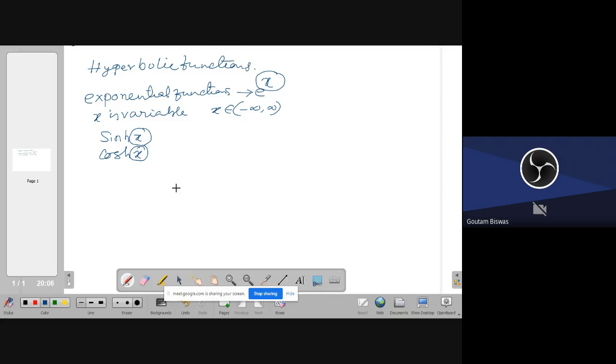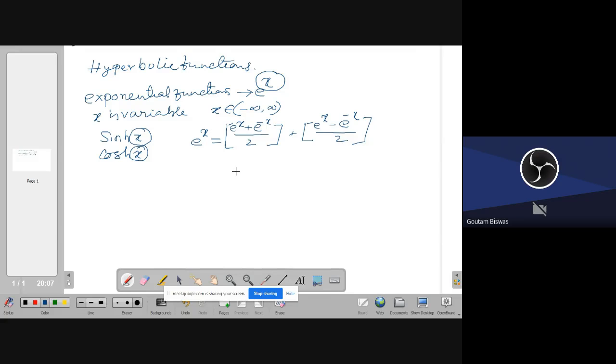Now how did it come into existence? We have e to the power x, and you can write it in this way: e to the power x is equal to e to the power x plus e to the power minus x divided by 2, plus e to the power x minus e to the power minus x by 2. If you calculate it, it will be like this.